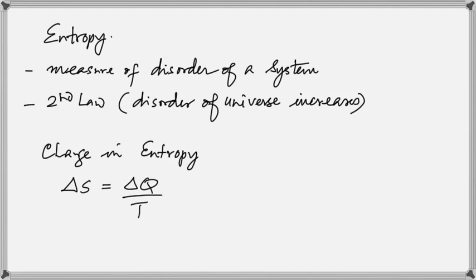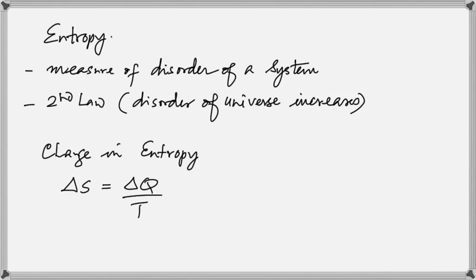Delta S stands for change in entropy. So S is the symbol for entropy. Delta S is change in entropy. Delta Q is either the heat entering the system or leaving. Remember that if heat is entering the system, means coming into the gas, then the entropy increases. If heat is leaving the system, then the entropy decreases. And T must be in Kelvin, and that is the temperature at which the change is taking place.